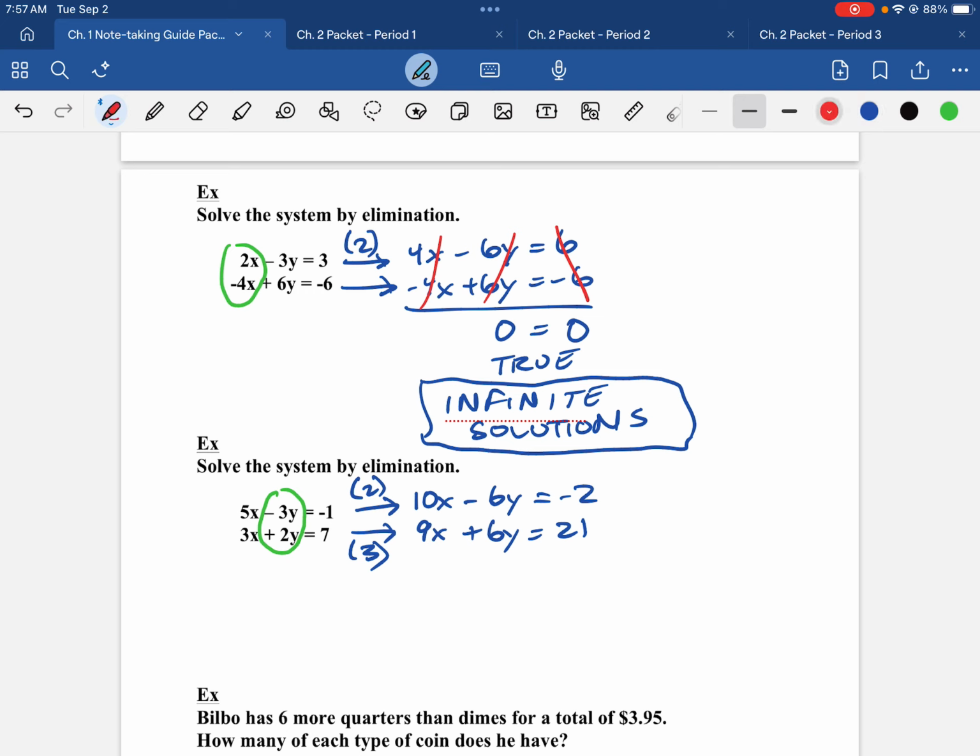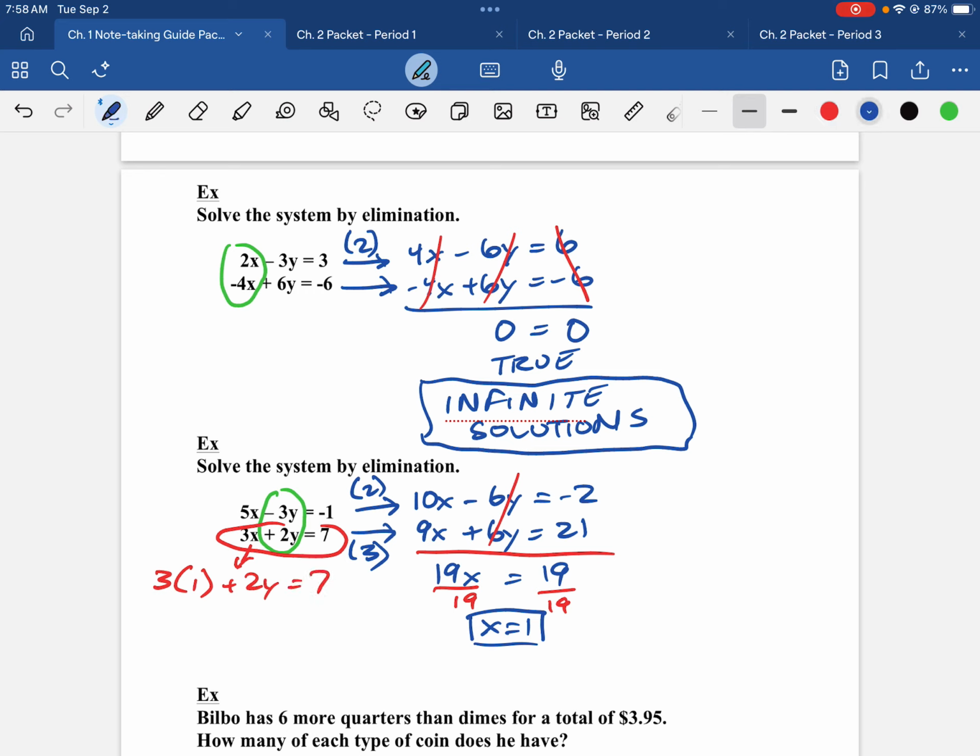All right, now when I add these, the y's will eliminate. So I've got 19x equals 19, and hey, I can solve that for x really quickly. X is going to equal 1. Okay, and then I need to go back to one of the original equations. Doesn't matter which one. I'll use the second equation, and I'll plug in that x value here. And now I can solve this for y. So I'm going to subtract 3 from both sides. 2y equals 4, and that means y is 2.